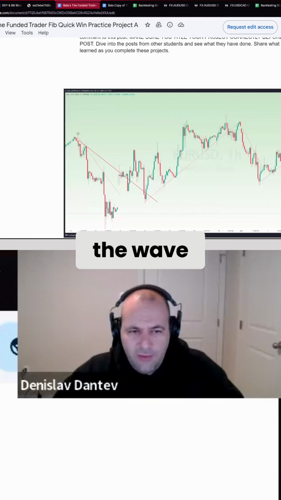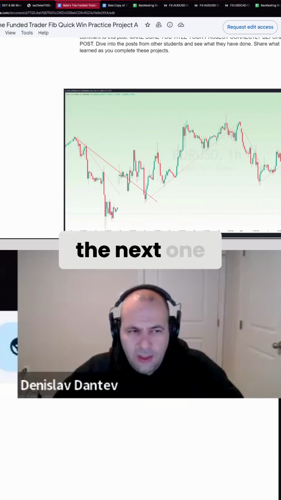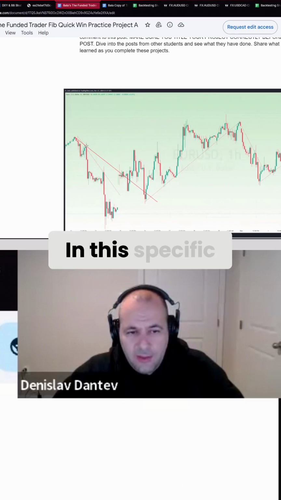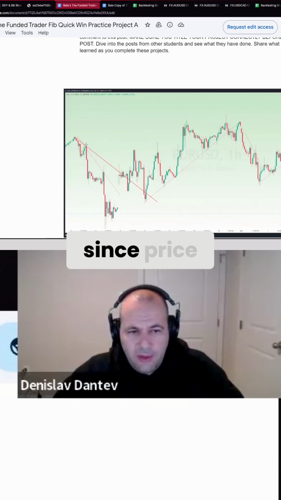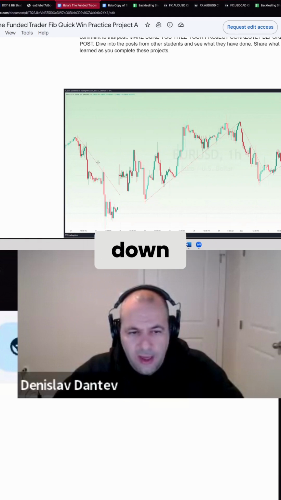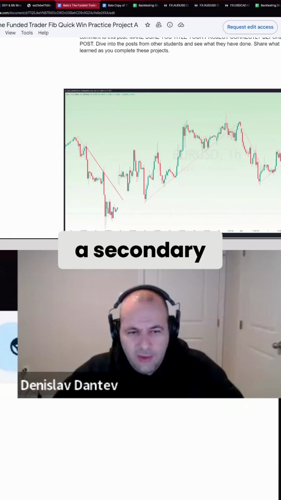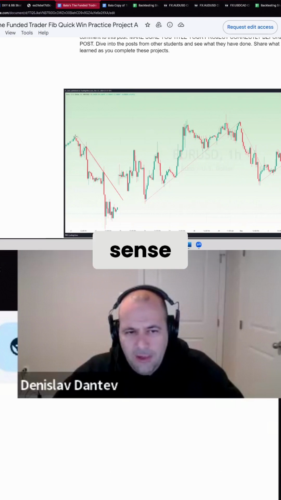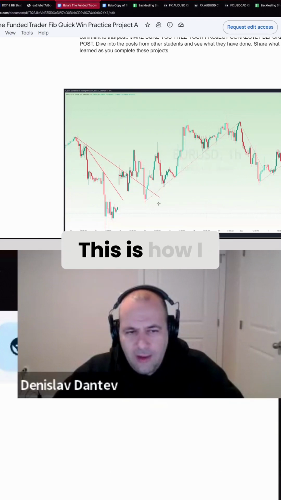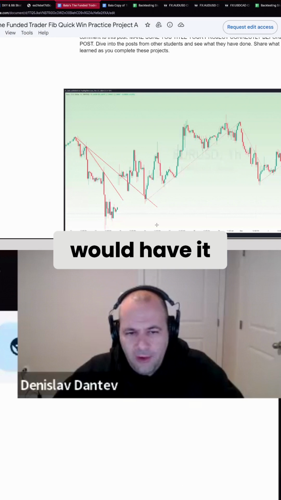Start at the top of the wave, not on the wick, on the close of the candles, and anchor it on the next one. In this specific example, since price action was so vertical down, I would even have a secondary trend line, right? So the one you have makes sense, but I would have both. This is how I would have it on my chart.